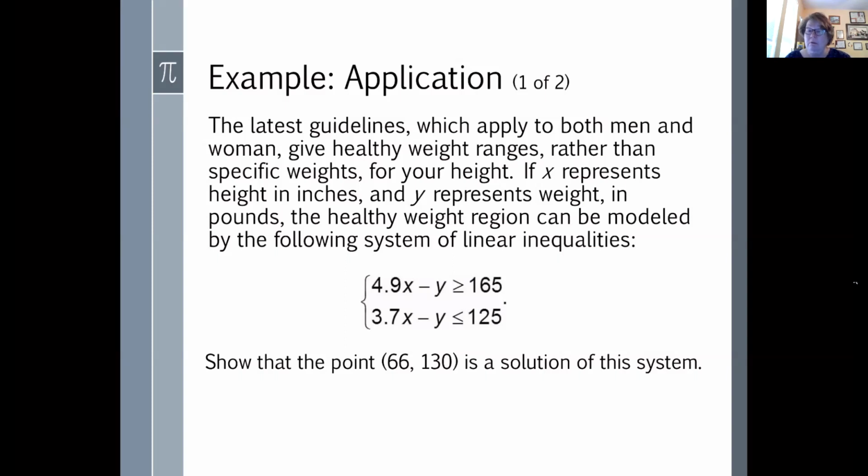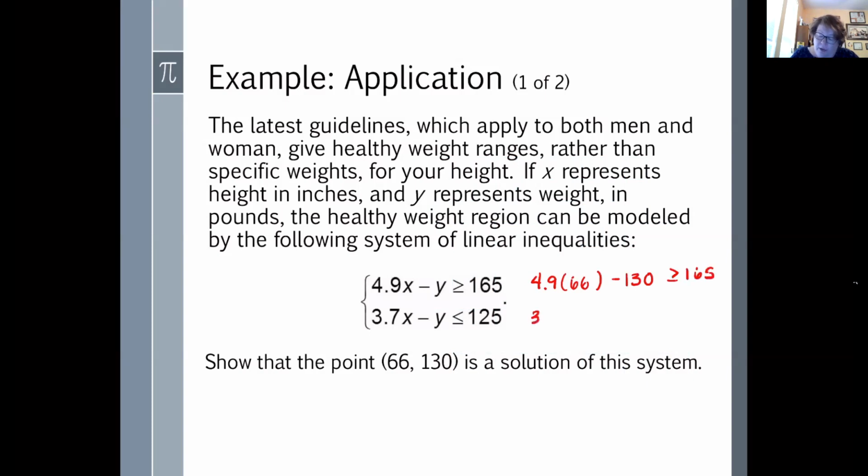So show that the point 66, 130, or a height of 66 inches and a weight of 130 satisfies these guidelines. And the way you do that is you substitute and show that it satisfies both inequalities. So we'd substitute 66 for X and 130 in for Y.